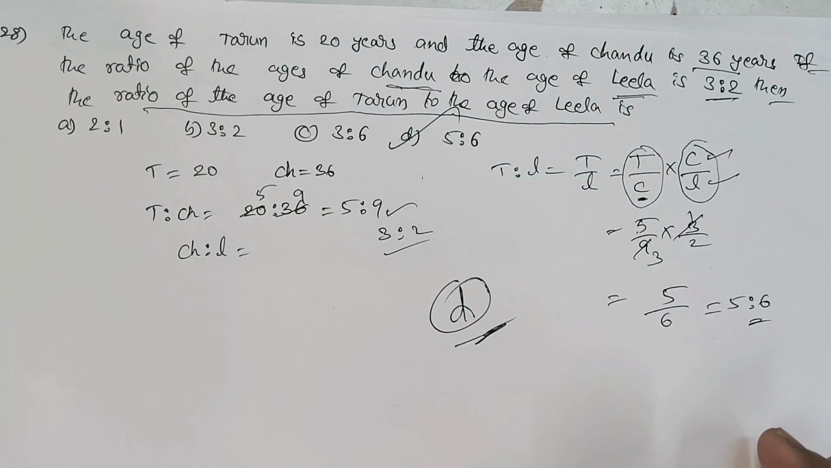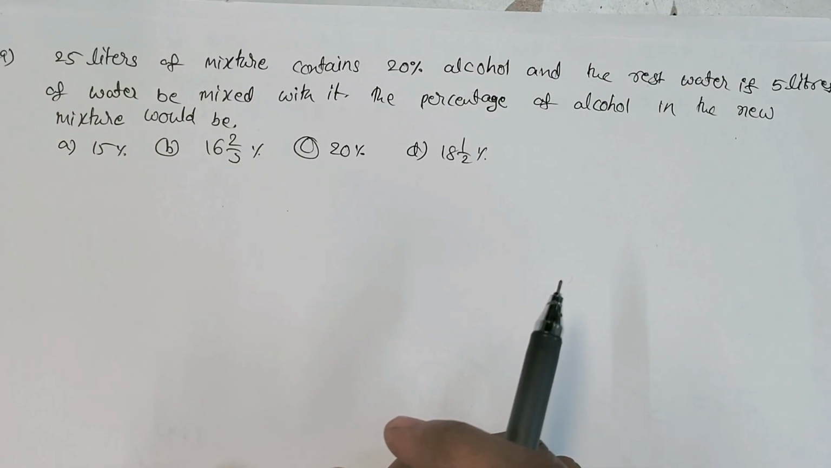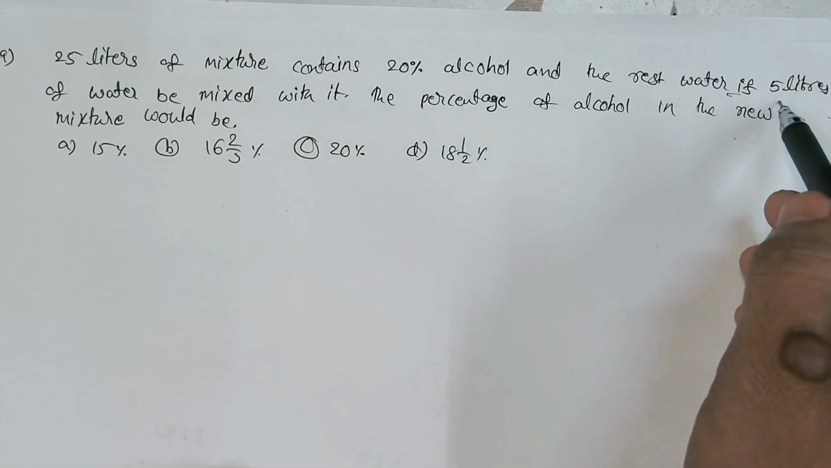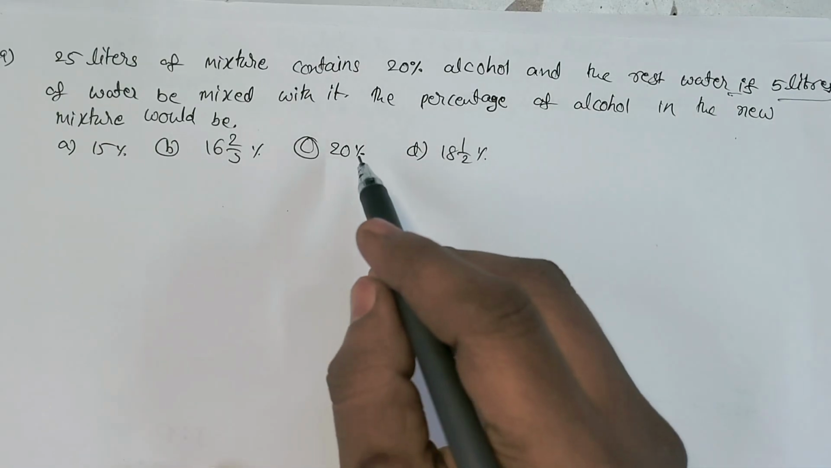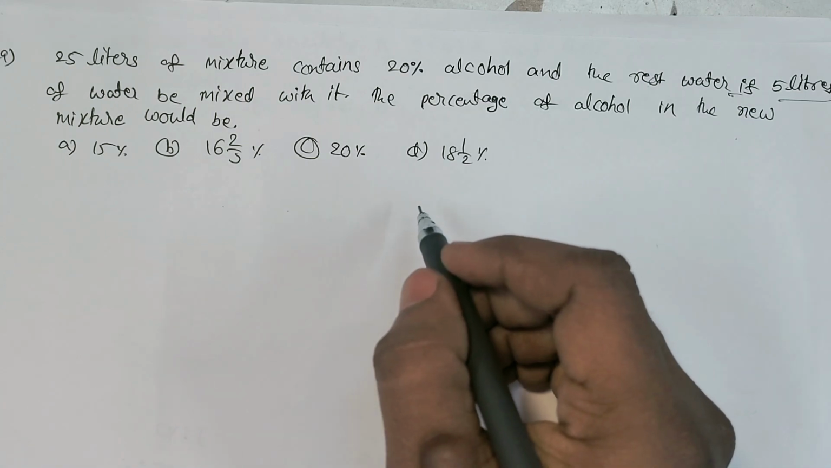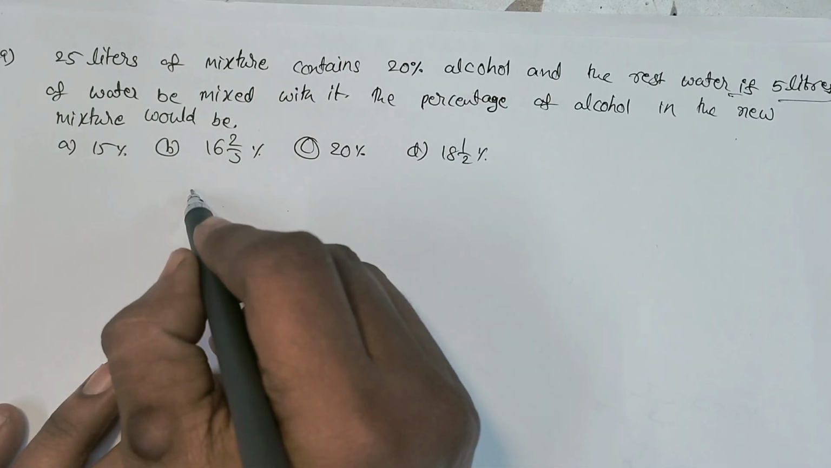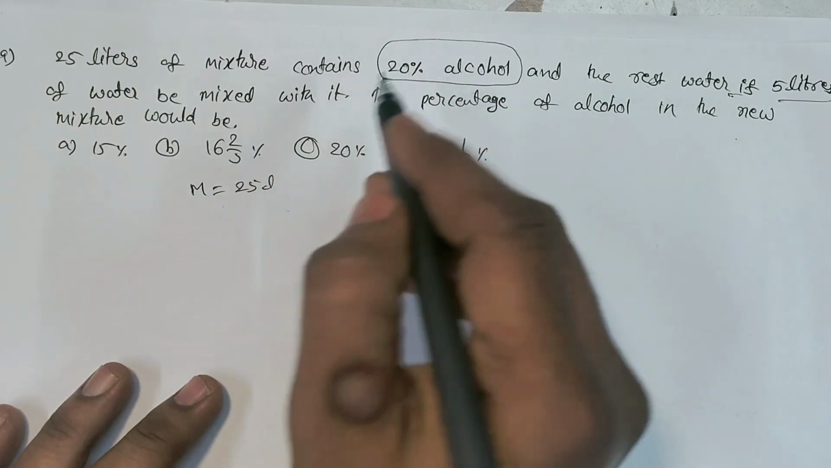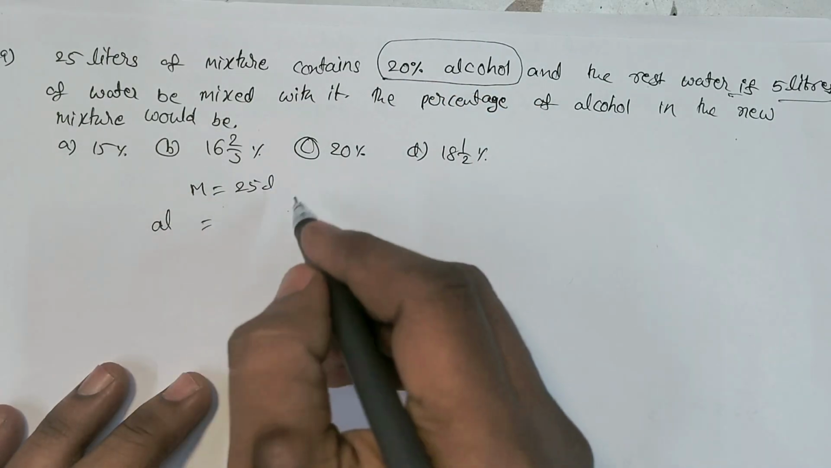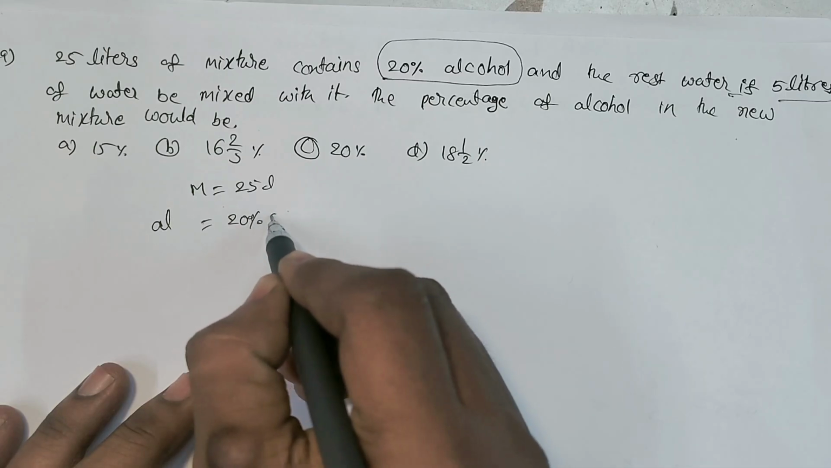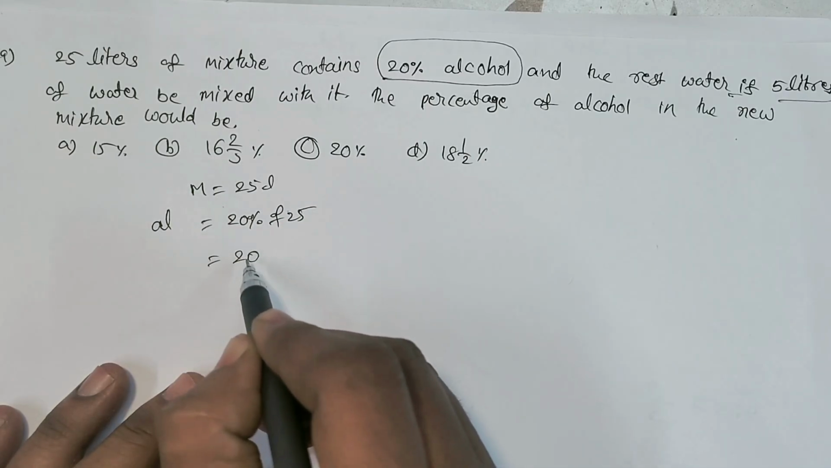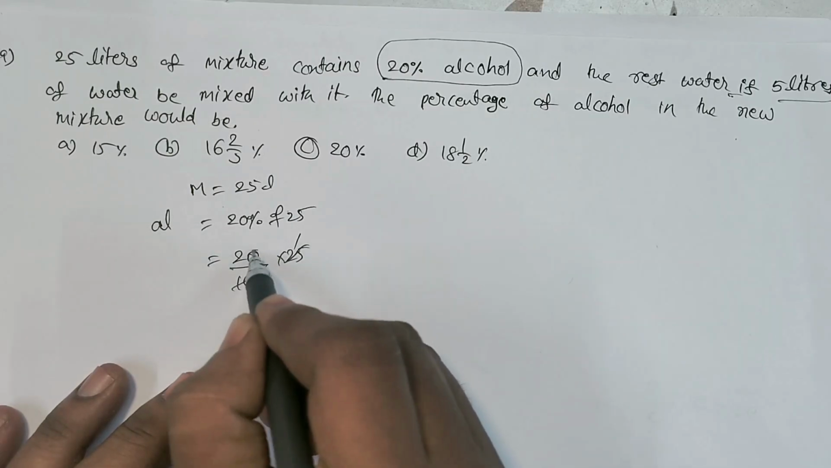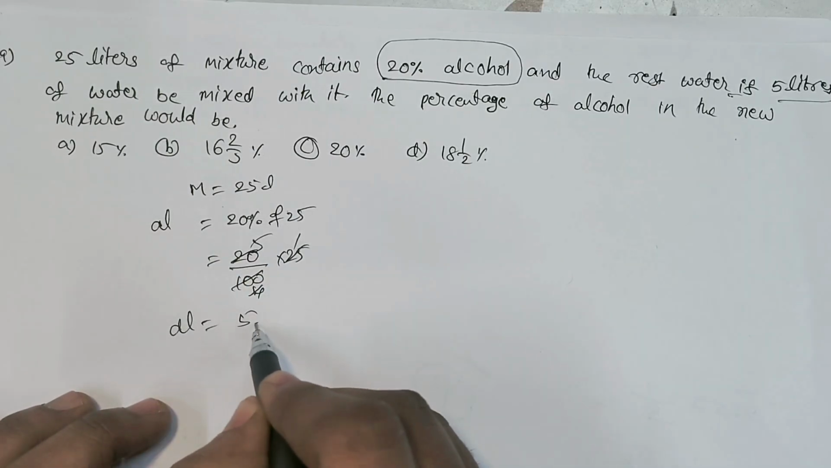Okay, now let us see this next question. 25 liters of mixture contains 20% alcohol and the rest is water. If 5 liters of water is mixed with it, then what is the percentage of alcohol in the new mixture? Okay, so the total mixture quantity is what? 25 liters. In this, what is the percentage of alcohol? 20. So we need to find out in how many liters that is. 20% of 25, that is alcohol, is what? 20 by 100 into 25. 25 1 the 25, 4 1 the 4, 1 the 5 means 5 liters of alcohol is there.